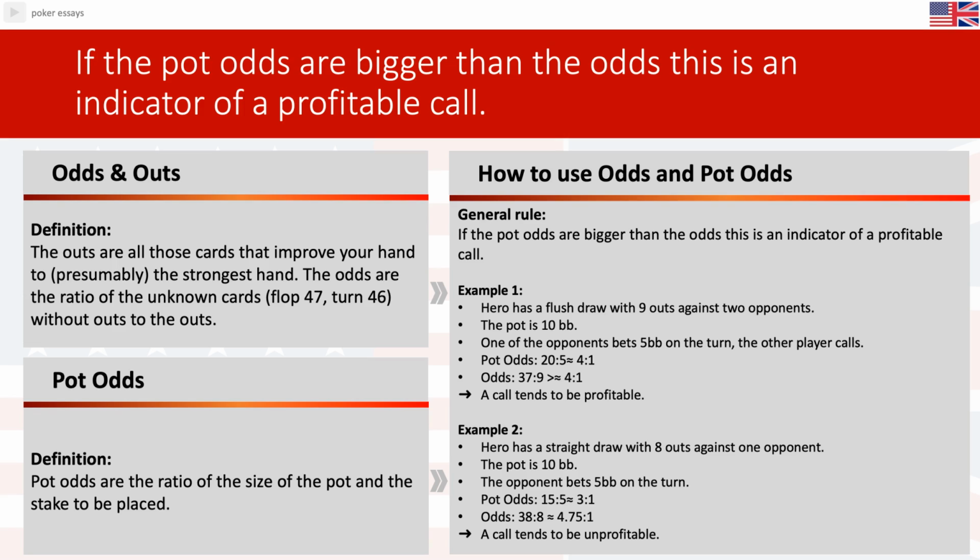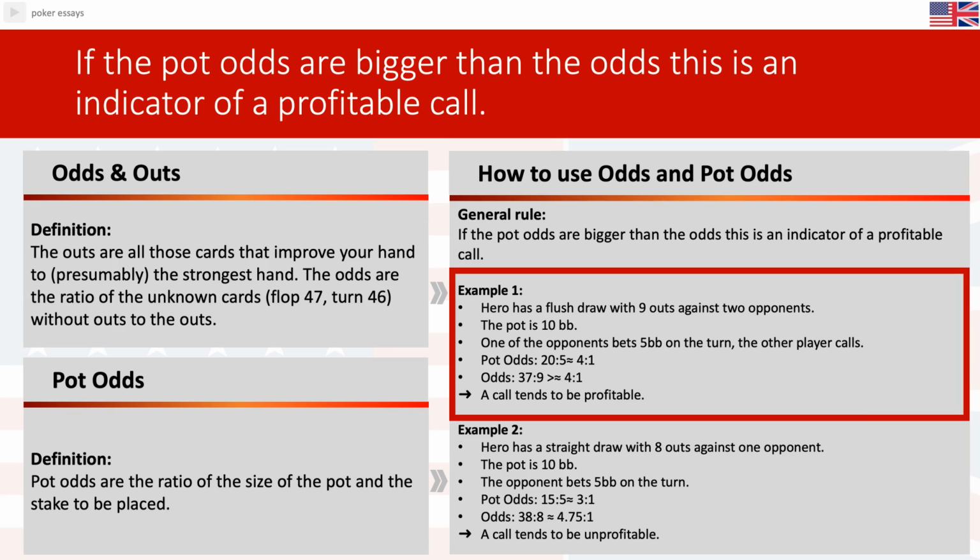Accordingly, these 2 concepts can be linked in a useful way. The tendency is that if the pot odds are larger than the odds, this is an indicator for a profitable call. Take a look at the first example. Hero holds a flush draw with 9 outs against 2 opponents. The pot size on the turn is 10 BB. The first opponent bets 5 BB, which is half of the pot, and the second opponent calls.